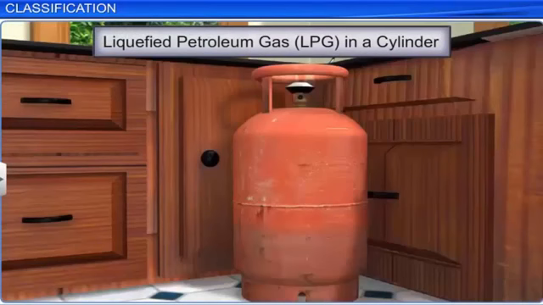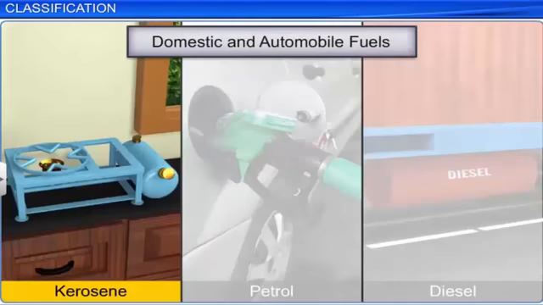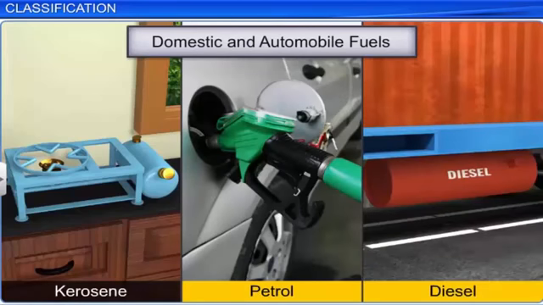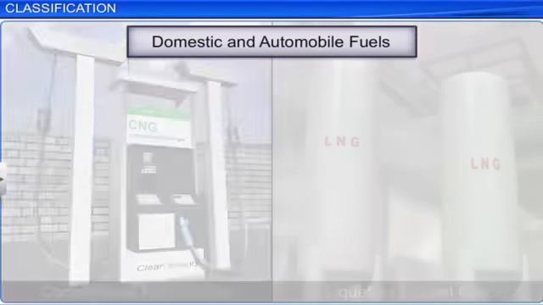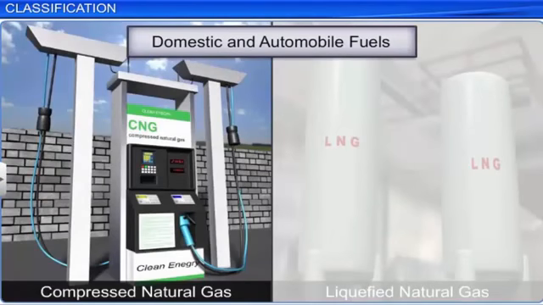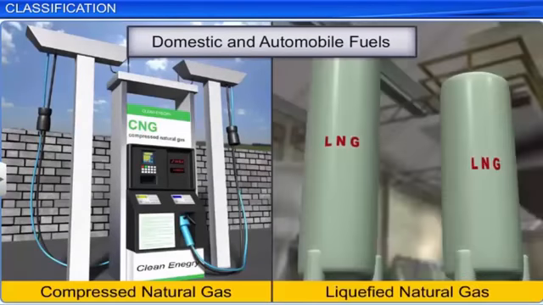Liquefaction of petroleum gas renders a very useful domestic fuel in the form of LPG. Kerosene oil is also used as a domestic fuel, but it is more polluting as compared to LPG. Petrol and diesel are also used as automobile fuels. Among the automobile fuels used, CNG or LNG are the clean fuels, that is, these are non-polluting fuels.